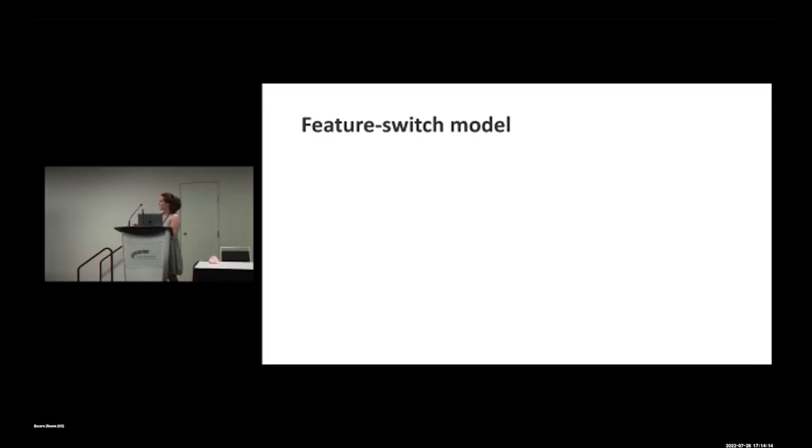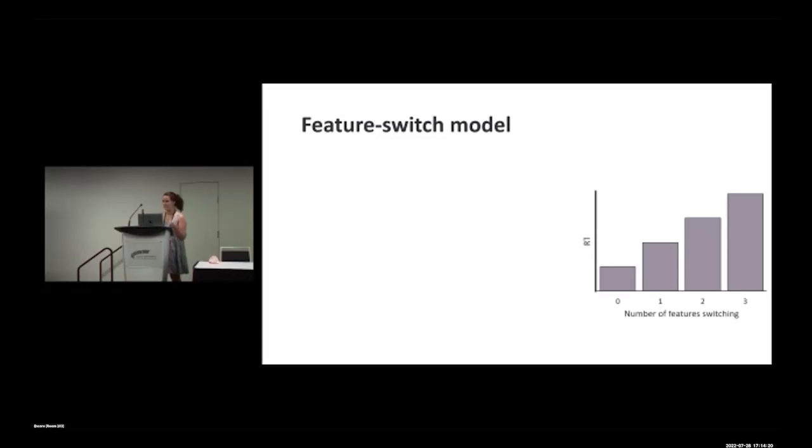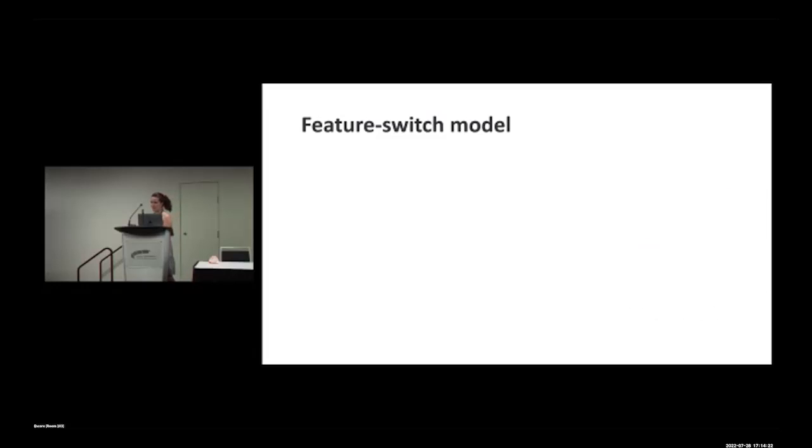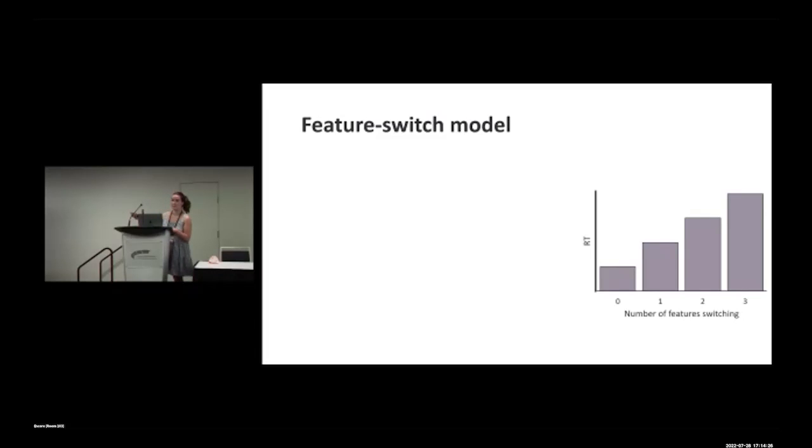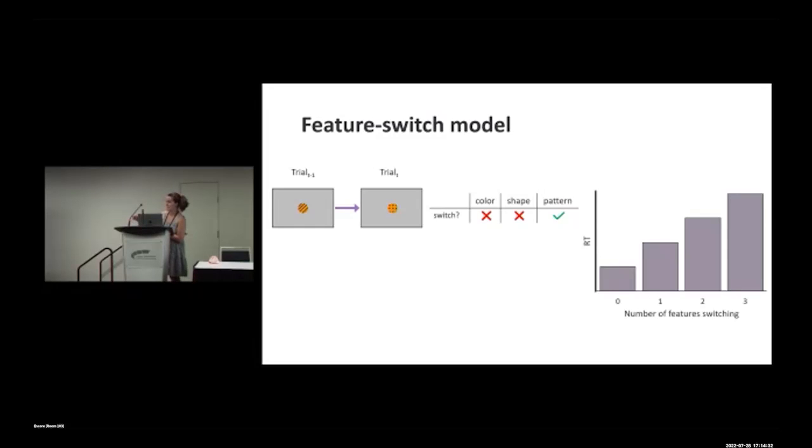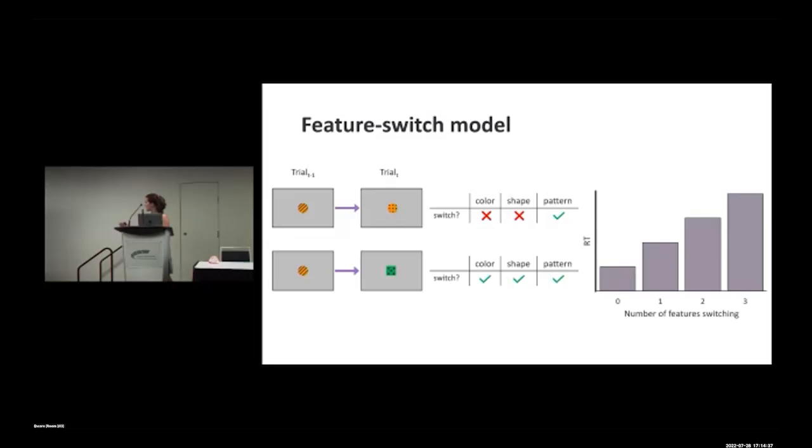We're also going to consider that participants might be representing switching and repeating of stimulus features, and that might be affecting their responses. In this case, we would expect reaction times to track the number of features that switch on a given trial. So for this trial, where we just have one feature switching, we'd expect a quick reaction time, whereas on this trial, where all three features are switching, we'd expect a much slower reaction time.